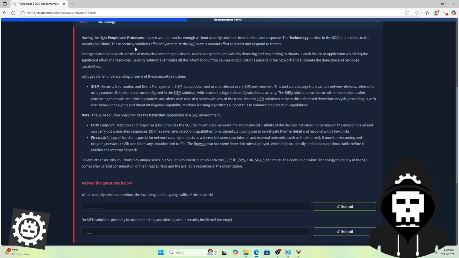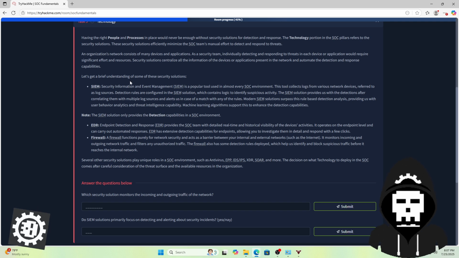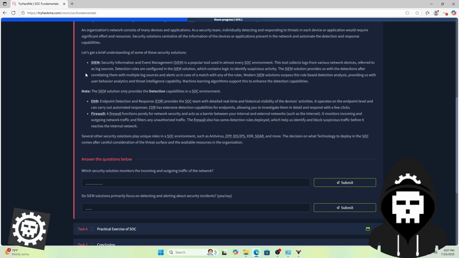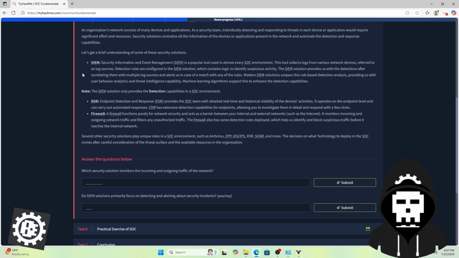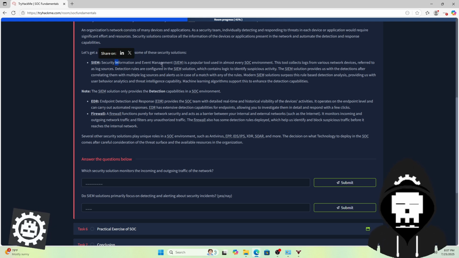So, one of the tools that is used to accomplish monitoring all this is something known as a SIM. And I say SIM, people say SIEM. I really think it's SIM because you got security information.